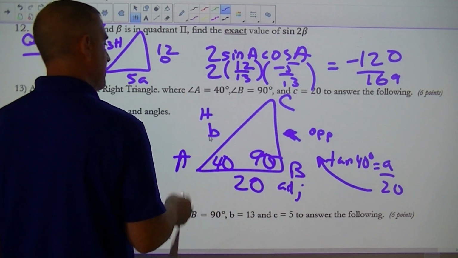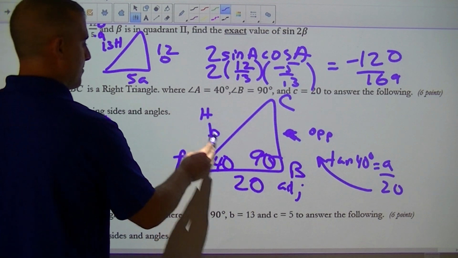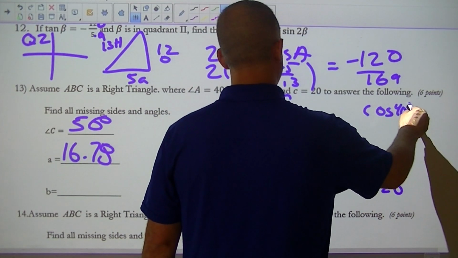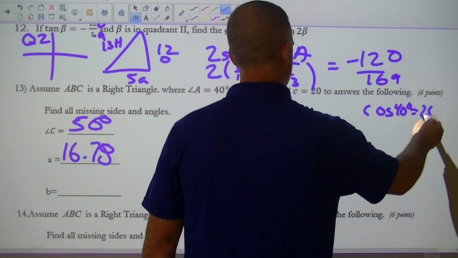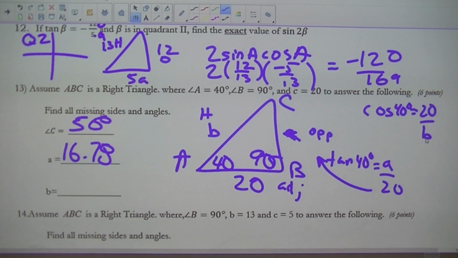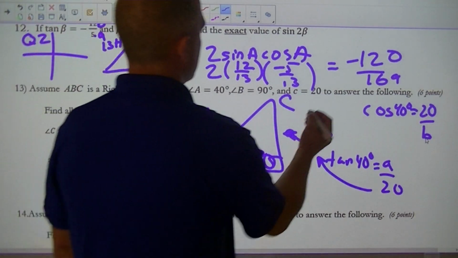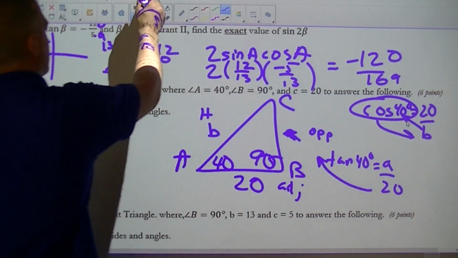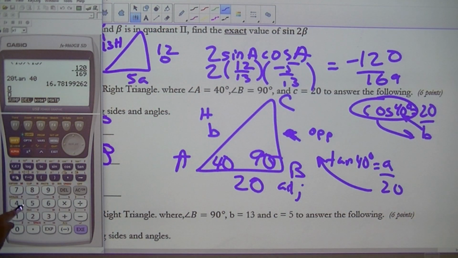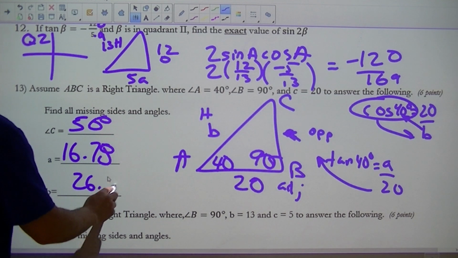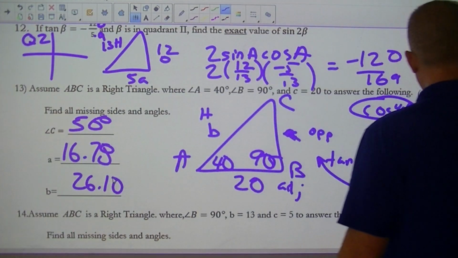I'm now going to find b. So now I got hypotenuse and adjacent, which would be cosine. Now when you have this one, what you do is you take this whole thing and put it underneath. You switch spots. So what that would look like as a fraction would be 20 with the cosine of 40 underneath. That's 26.1. Okay, moving on to 14.